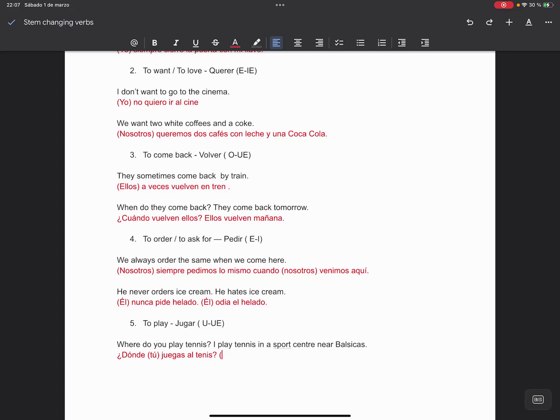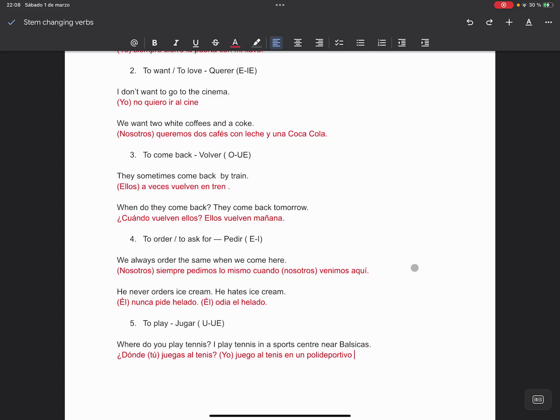And now, yo juego, still stem changing inside of the boot, al tenis en un sports center. We call those sports centers polideportivo.